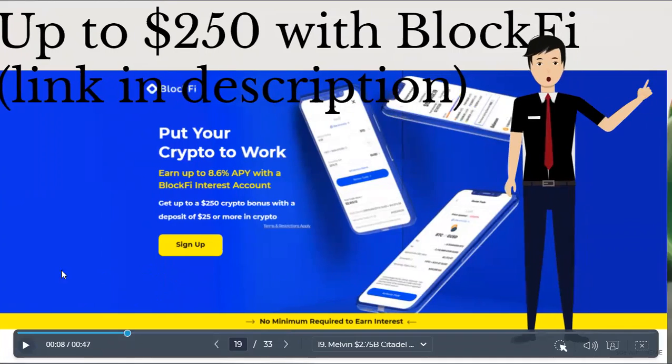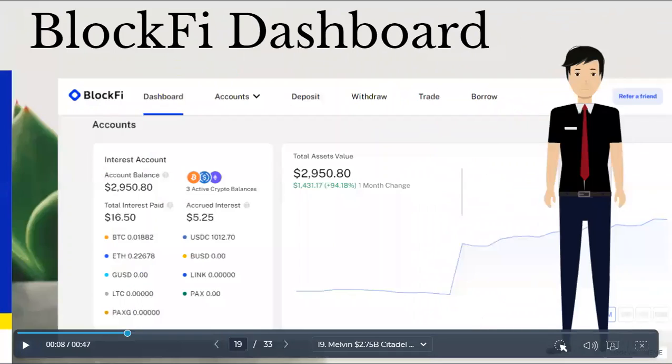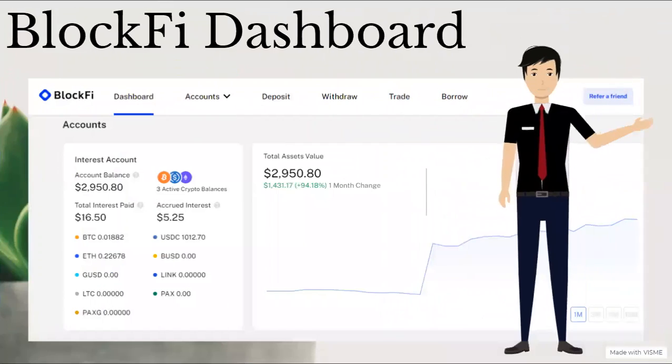So after you sign up for an account with BlockFi, you have to give them some personal info, just as if you were signing up for a brokerage account. After signing up, you'll get to this main screen or dashboard. You'll then want to link your bank account, and then you're ready to buy cryptocurrency.